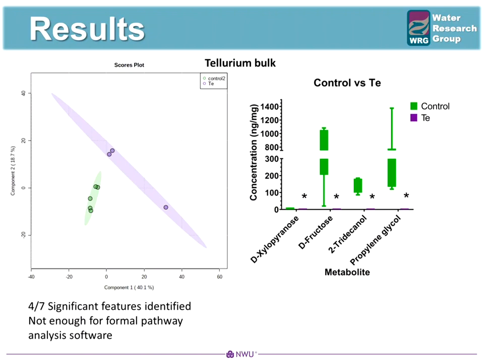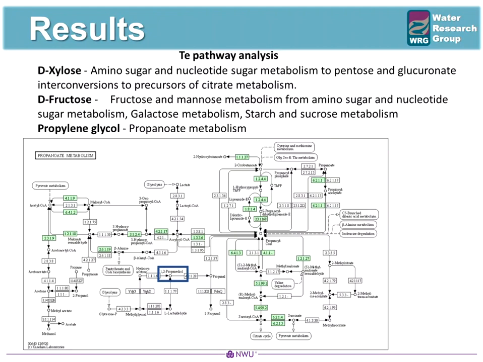All 4 were significantly less than the control and completely inhibited. D-xylose and D-fructose form part of the amino sugar and nucleotide sugar metabolism. D-xylose was also seen to be inhibited in the copper oxide group. Propylene glycol forms part of the propanoate metabolism and was also inhibited in the quantum dot group.